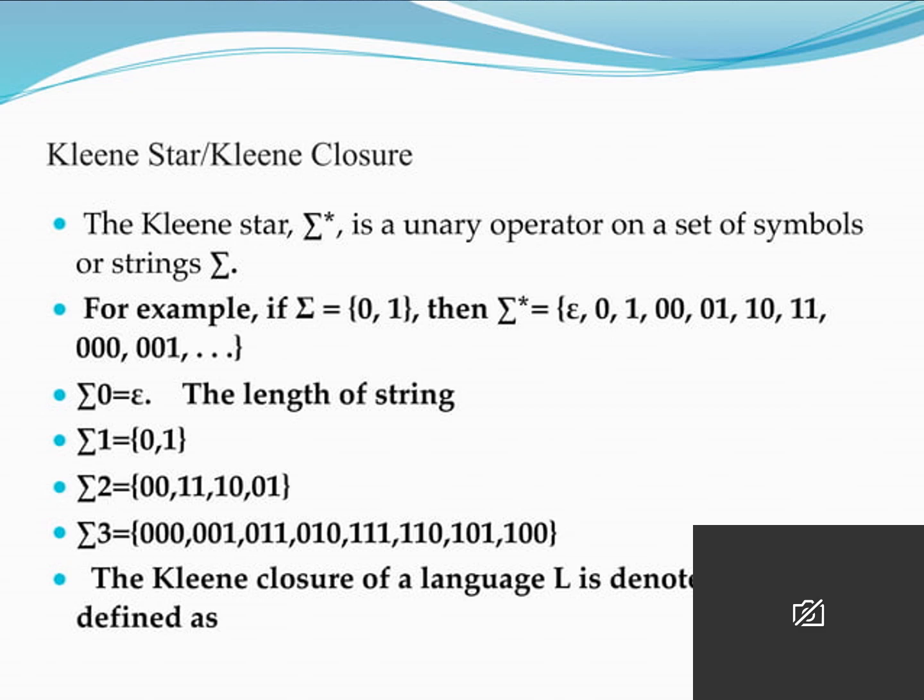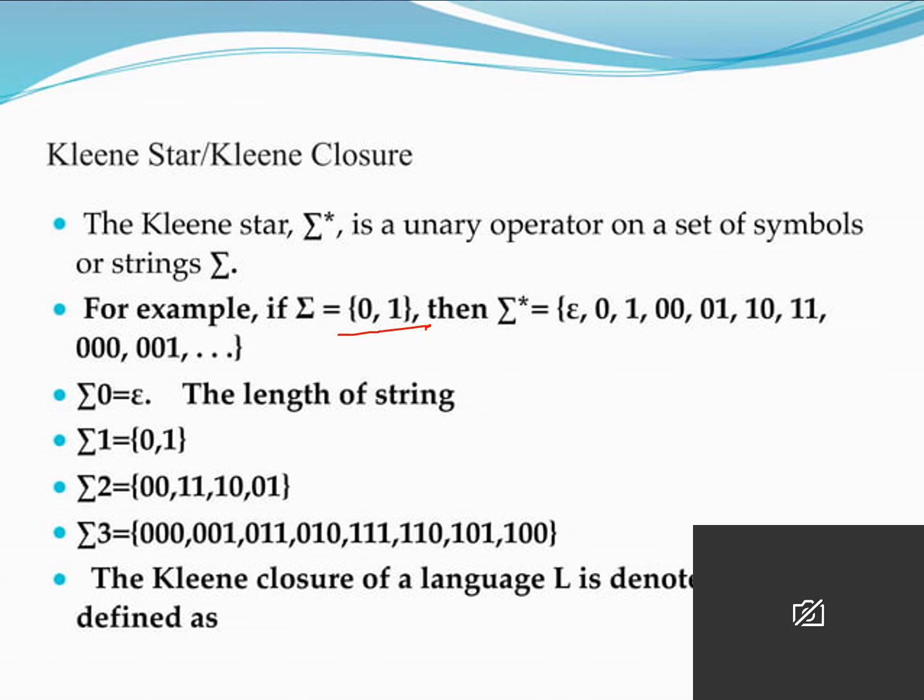So now we have to know about what is Kleene star and the Kleene closure. Kleene star is a unary operator. It is a set of symbols. For example, if you are taking the input 0 and 1, then the summation of the whole power star symbol is known as a Kleene star.